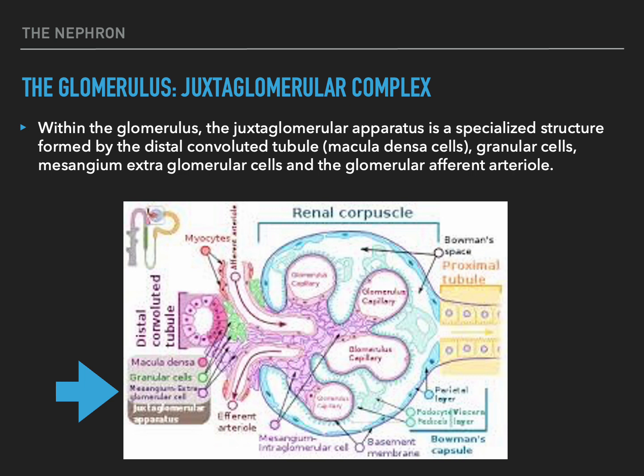The juxtamedullary complex or apparatus is a specialized structure formed by the macula densa cells of the distal convoluted tubule, granule cells, mesangium, extraglomerular cells, and the glomerular afferent arteriole. Now, we haven't talked about the distal convoluted tubule yet, and we will get to that in just a little bit. It's one of the 5 main structures of the nephron. But essentially, the distal convoluted tubule is in communication with this part of the glomerulus, kind of giving it feedback as to whether the glomerulus needs to increase or decrease filtration.